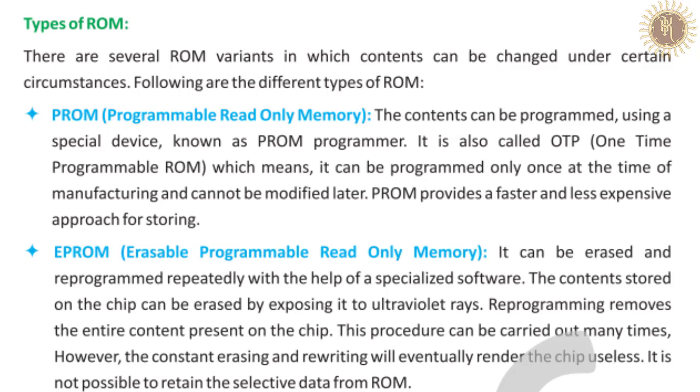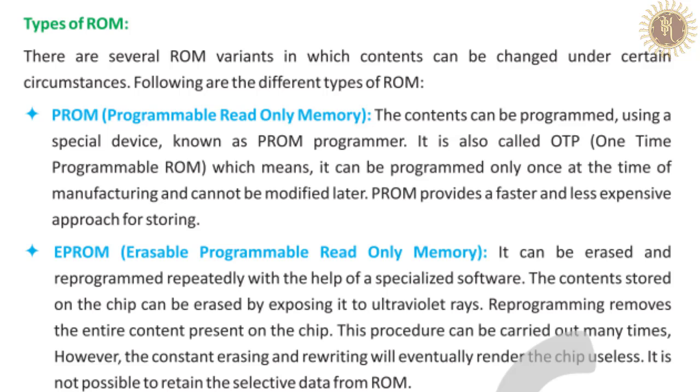EPROM. Erasable programmable read-only memory. It can be erased and reprogrammed repeatedly with the help of specialized software. The contents stored on the chip can be erased by exposing it to ultraviolet rays. Reprogramming removes the entire content present on the chip. This process can be done frequently, but the constant erasing and rewriting will eventually render the chip useless. It is not possible to retain selective data from ROM.